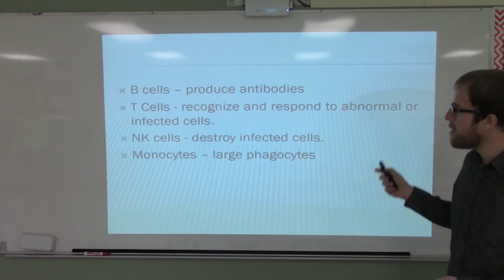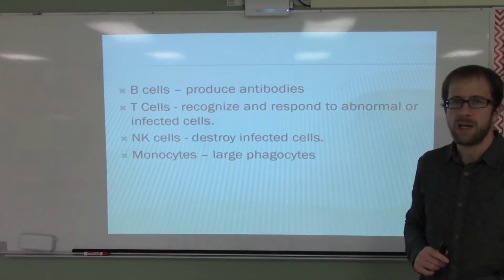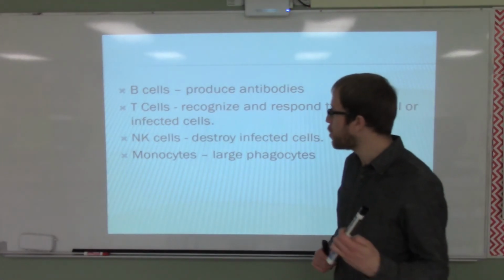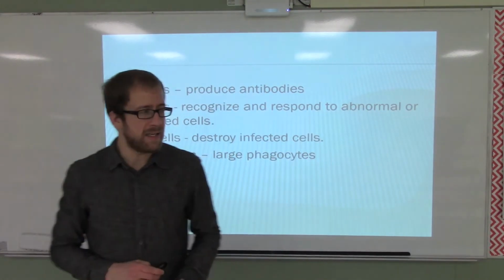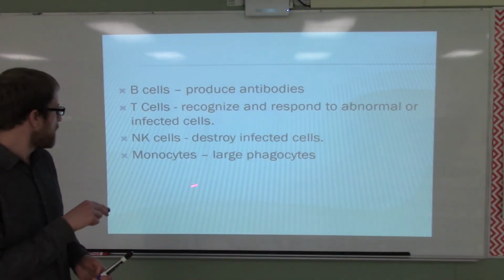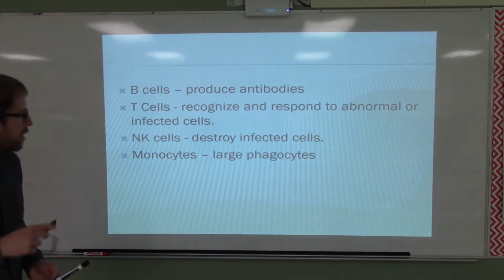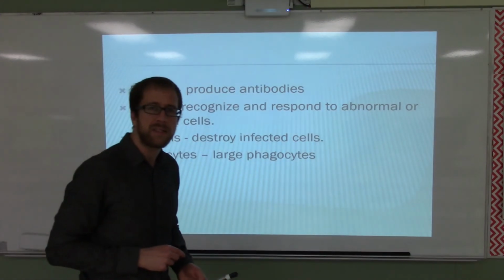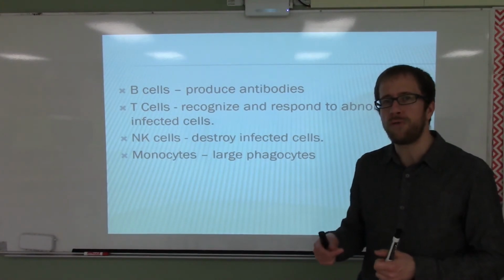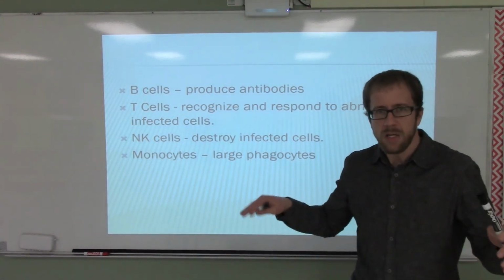Now, B cells, they make antibodies. T cells, they recognize and respond to infected cells. Here I'm talking about your cytotoxic T cells. And natural killer cells destroy infected cells. Again, cytotoxic T cells. Now, monocytes, these are extremely large phagocytes, and these exist in your tissues. So unlike the neutrophils, which hide out in your blood, that army, the monocytes are found more so in your tissues.